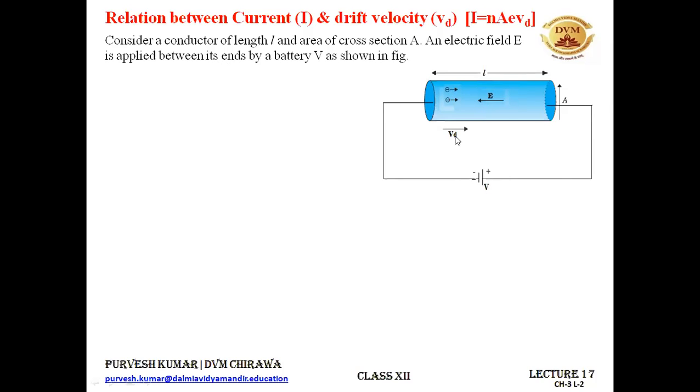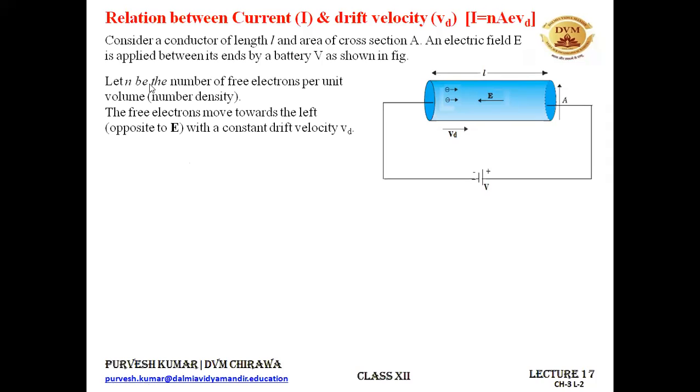The electrons will drift with a velocity Vd, with the application of this electric field, in a direction opposite to that of the electric field, that we know. We have derived the value for this Vd in the previous class, and in that expression, there was one minus sign. Vd is equal to minus eEtau by m. So that minus sign suggests that the direction of this Vd is opposite to the direction of the electric field. All right.